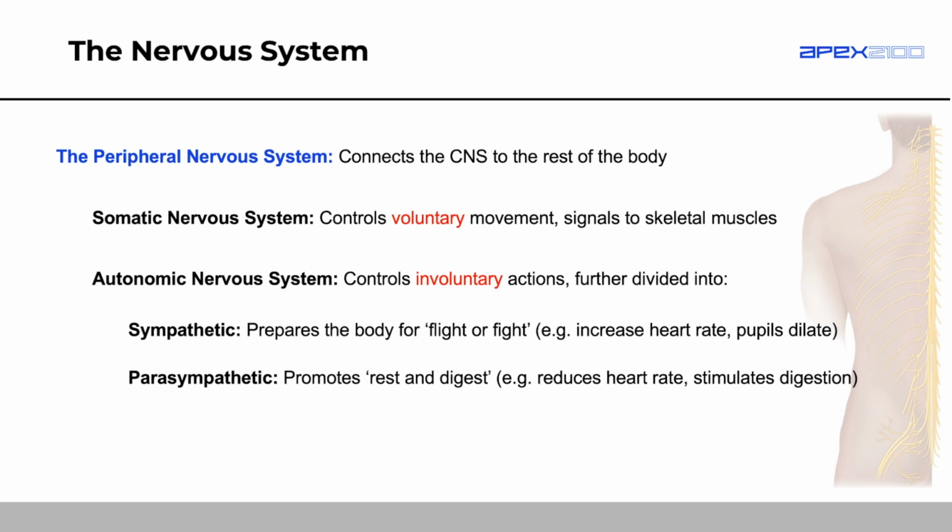Again, it's broken down into two parts. The somatic nervous system, which controls our voluntary movement. It just connects to our skeletal muscles and helps us to move. And then the autonomic nervous system, which controls involuntary actions. This one's divided into the sympathetic nervous system, which prepares the body for fight or flight. So it's very much involved in increasing the heart rate, dilating the pupils, having that fight or flight response. And then the parasympathetic nervous system promotes rest and digest. So it does the opposite. It reduces the heart rate. It stimulates digestion. It's like the chill one.